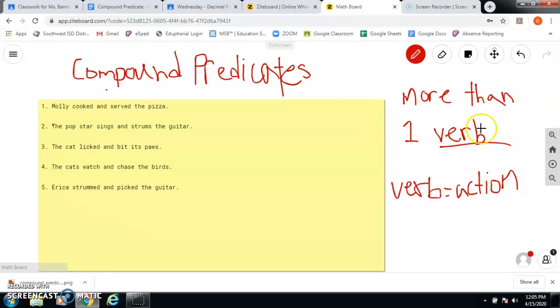So let's do some practice. We're going to underline the verbs, okay, and the two predicates, the compound predicates, okay? So number one, Molly cooked and served the pizza. Okay, so we're looking for those action words.